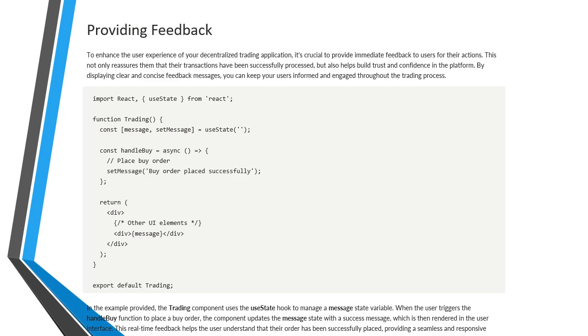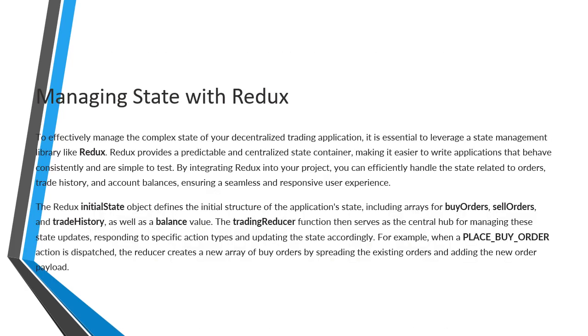And then we export the default Trading. Now let's talk about managing state with Redux, which is a key part of our trading DApp. Redux is a powerful state management library that helps us maintain a predictable state container for JavaScript applications. It works particularly well with React, and we will be using it to handle the complex state logic of our trading features. Let's see the code which we will be using for managing state with Redux.